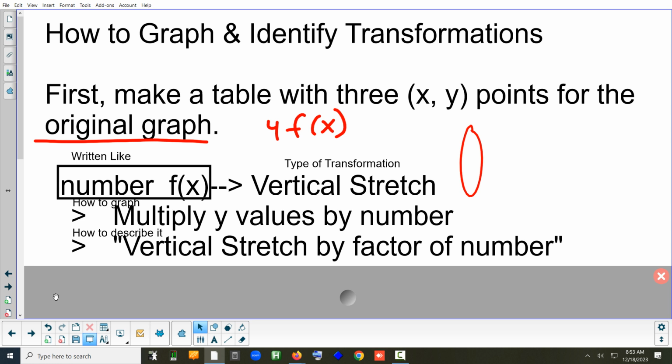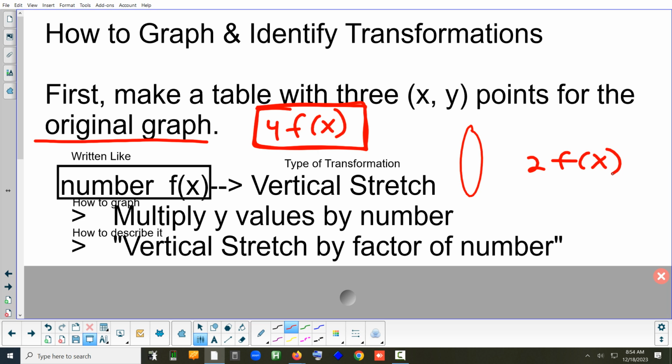So if I was going to describe this problem to somebody that couldn't see what was written down, I would say, my problem says vertical stretch by a factor of 4. And if I say that, somebody who knows what that means should be able to figure out what's in that red box. So if I said, I'm thinking of a problem that's a vertical stretch by a factor of 2, somebody that knows what that means would know I mean this. That's a vertical stretch by a factor of 2.